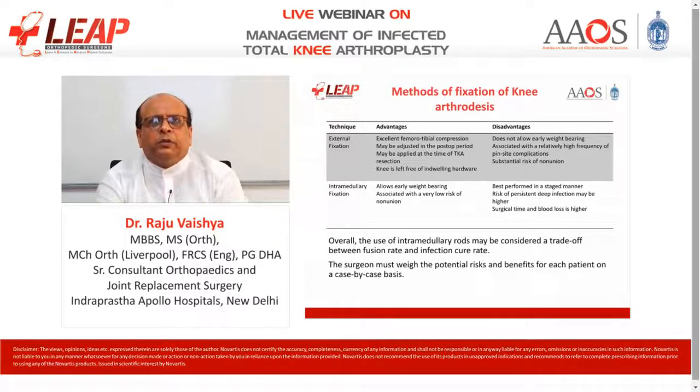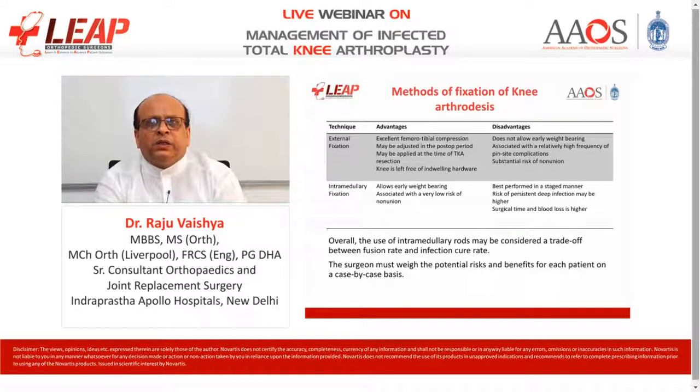The knee arthrodesis could be fixed by an external fixation or by an intramedullary fixation. Both of these techniques have pros and cons. The external fixation provides excellent tibiofemoral compression and may be adjusted in the post-op period, and it may also be applied at the time of total knee arthroplasty resection. The knee is left free from indwelling hardware, and hence chances of reinfection related to metal and biofilm are avoided.